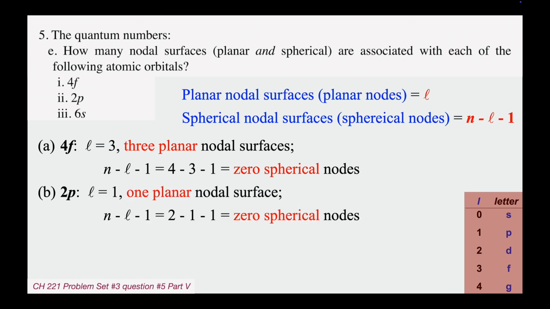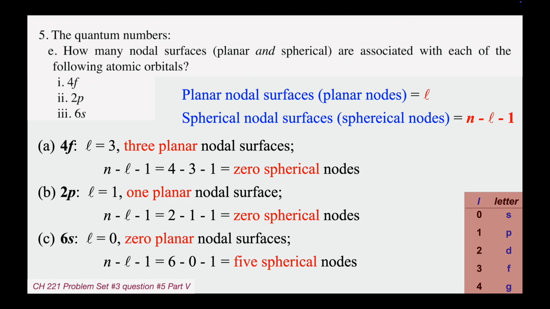For 2p, we have n equals 2, and p means L equals 1, so that means 1 planar node, and 2 minus 1 minus 1, 0 spherical nodes. On 6s, n equals 6, and s means L equals 0. So there aren't going to be any planar nodes because L equals 0, but we're going to have 6 minus 0 minus 1, 5 spherical nodes for the 6s. So it's pretty easy to figure out how these things work, but you do need to know how to find n and L from the little designation. It's not too hard. You've totally got this.